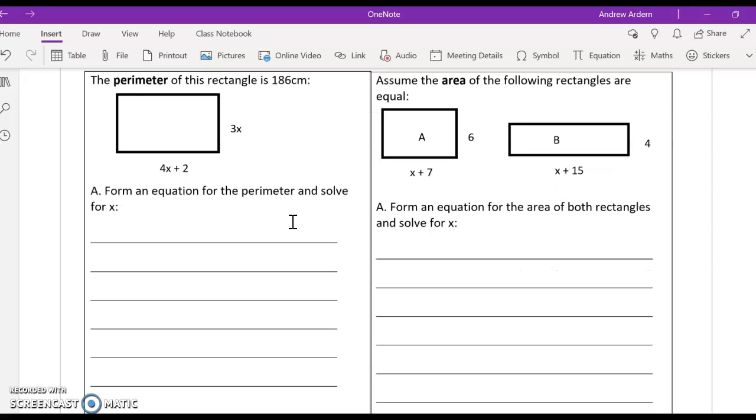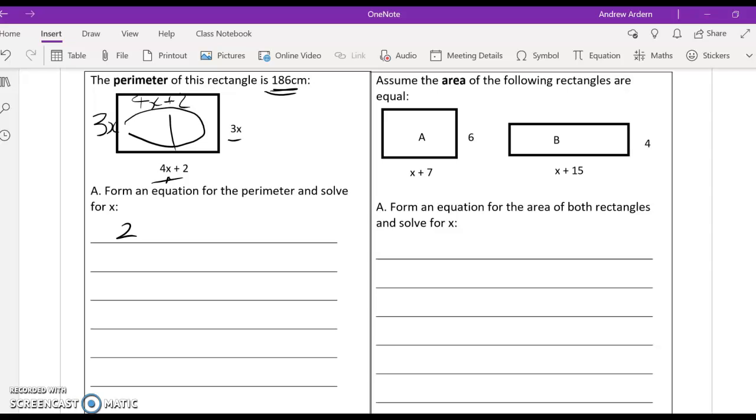The perimeter of the rectangle is 186. We've got some sides given with x's in the sides, so all we're going to do is add. So what we do is we recognize that on the other side here we've got 3x, and opposite we've also got 4x plus 2. And basically we're going to add all of these terms together to get the perimeter, and we're going to equate all those terms to 186.